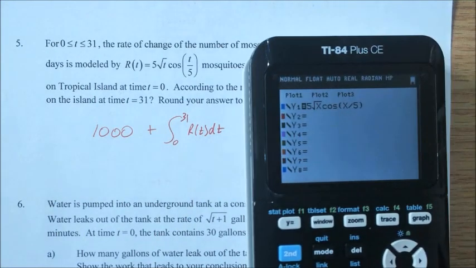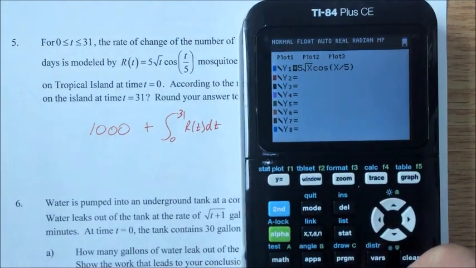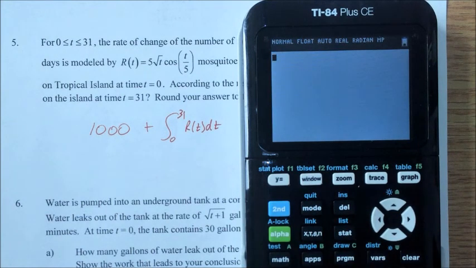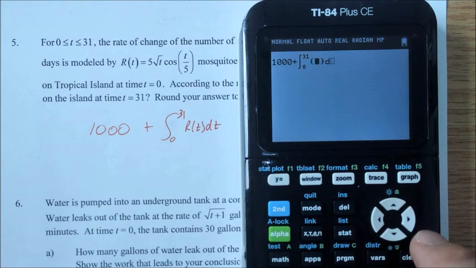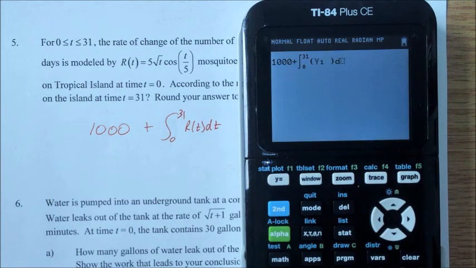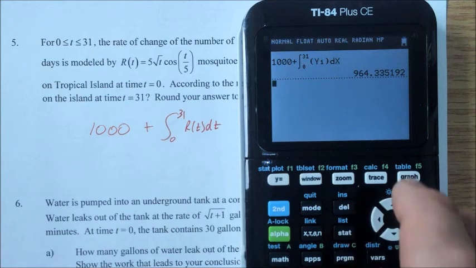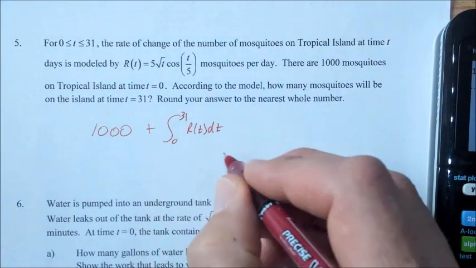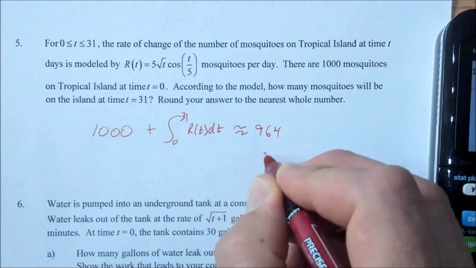So bring the calculator back in, and we have the mosquito rate there in y1. So we go to the main screen, and we have 1,000 plus math 9. Bounds are 0 and 31, and y1 is our rate. It's in terms of x, so we have dx. And we see there, come on, take its sweet old time. We're looking at 964.335 mosquitoes. And it says round your answer to the nearest whole number, so we can just say that is approximately 964 mosquitoes.